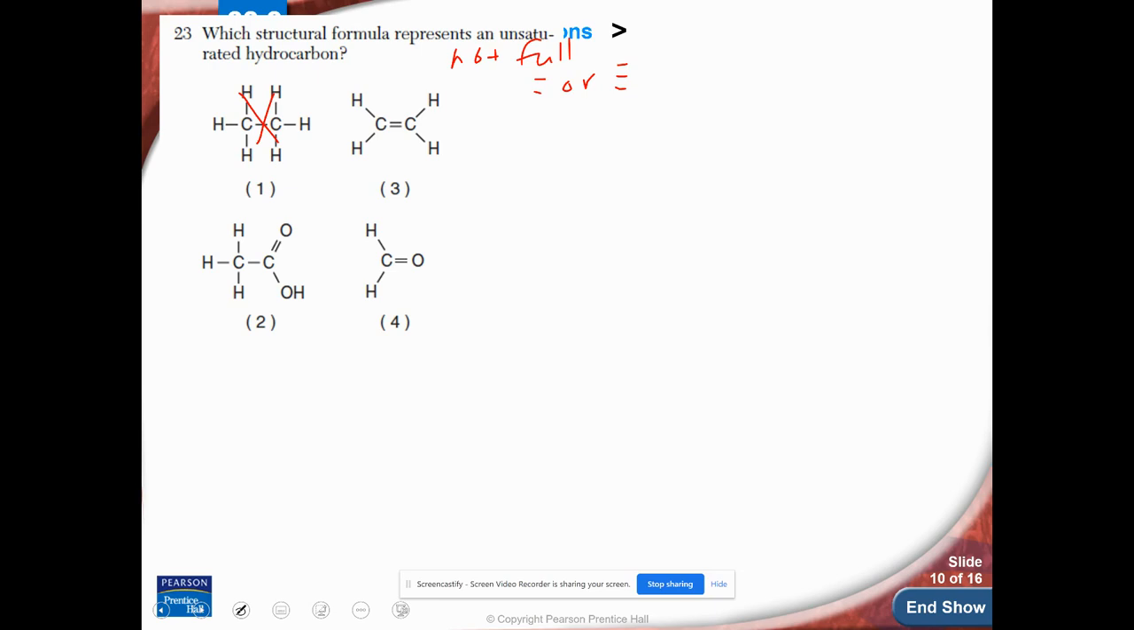Well, okay, I've got double bonds and all the rest. But this is where you have to be a super careful reader. This says hydrocarbon, which can only have hydrogen and carbon. So that's why it's choice number 3. This has oxygen, that's not a hydrocarbon. This has got 2 oxygens, not a hydrocarbon.